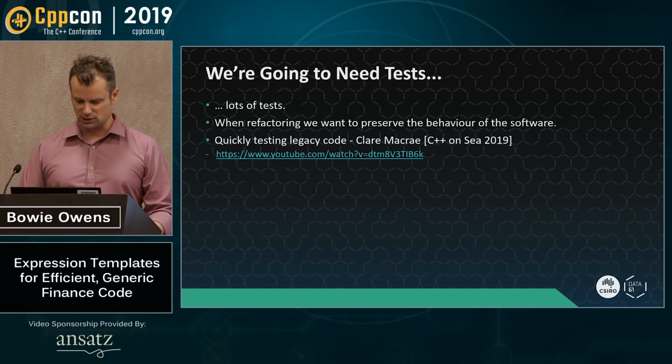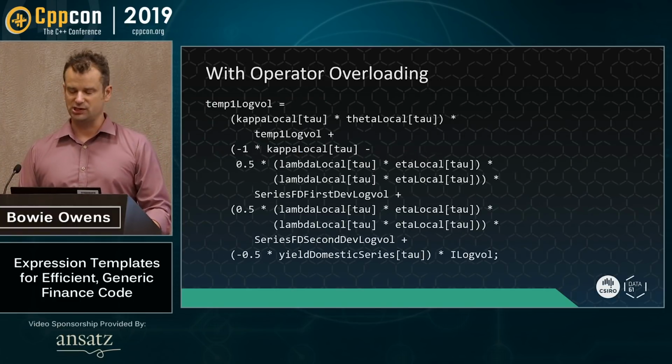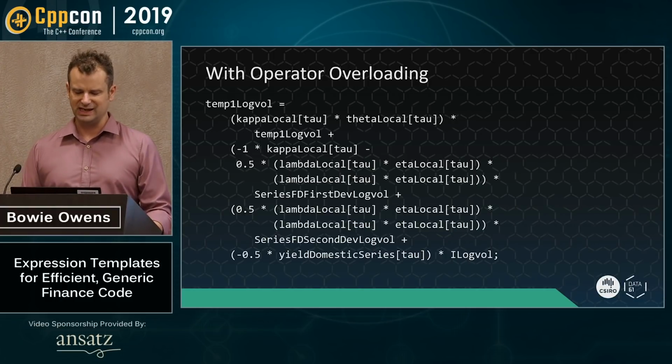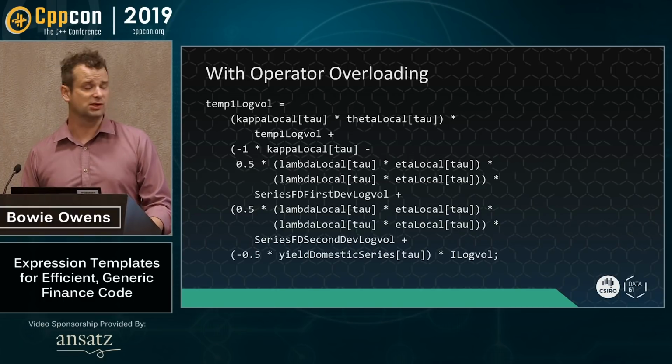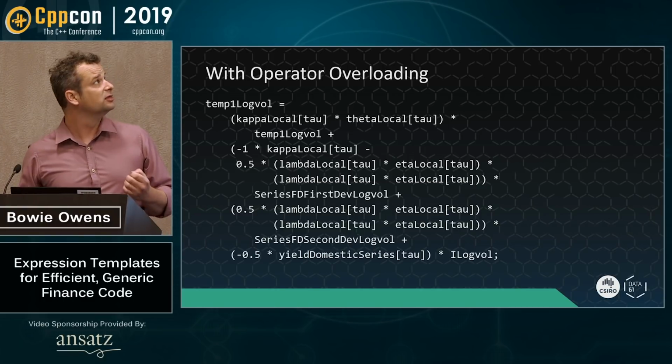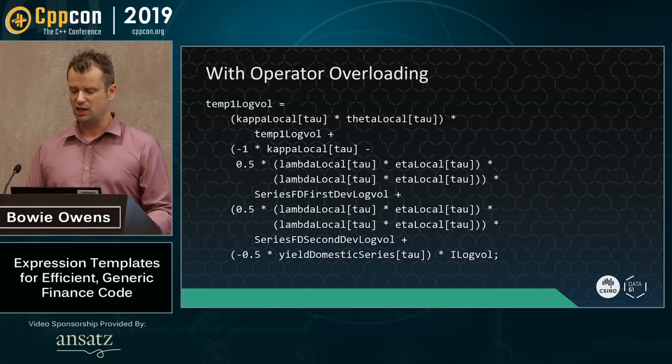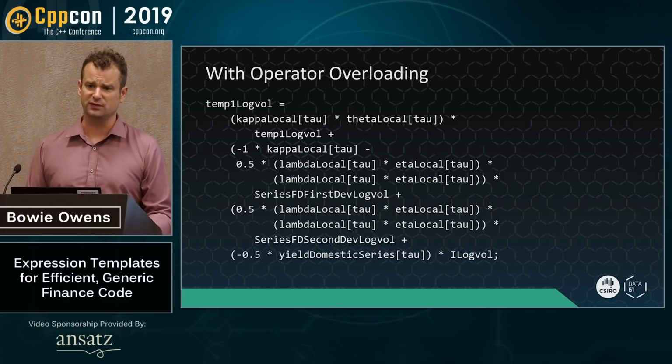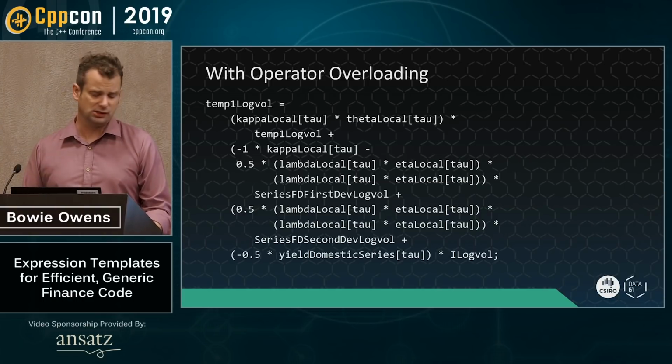Okay, so with our tests in place, we can start changing the code, including the formatting. This makes the code easier to read and therefore easier to reason about. For instance, you can start to identify things like temp1 logvol is both an input and an output of the operation. And now that each matrix is a single argument, it's easier to modify, easier to add and remove sub-expressions.